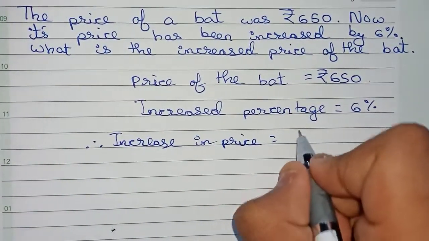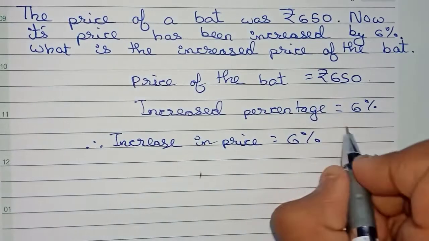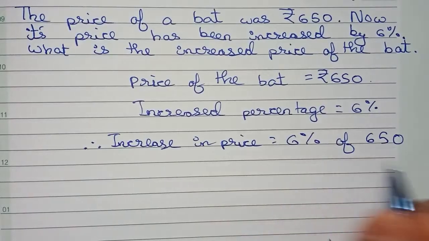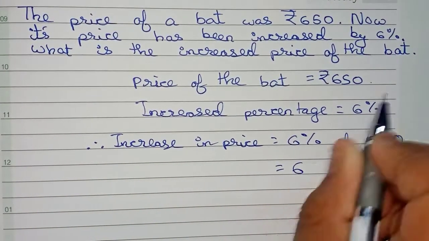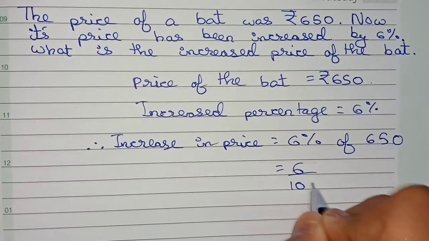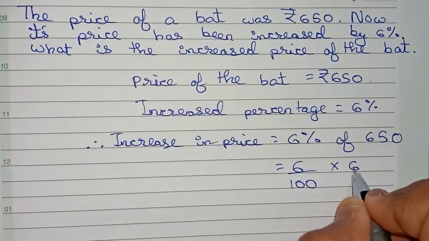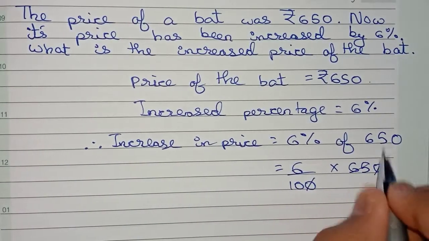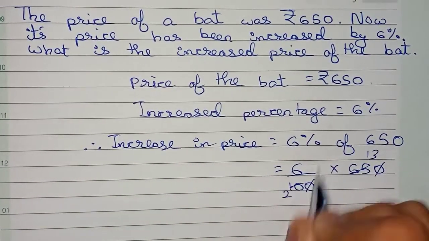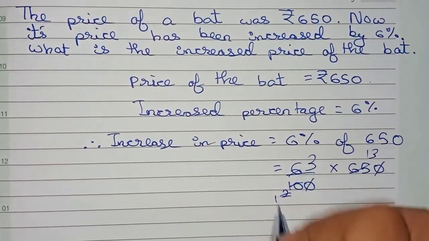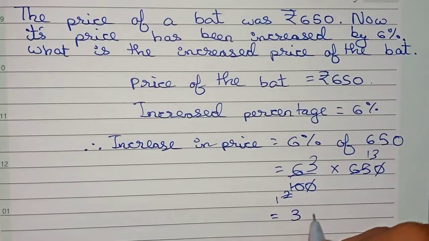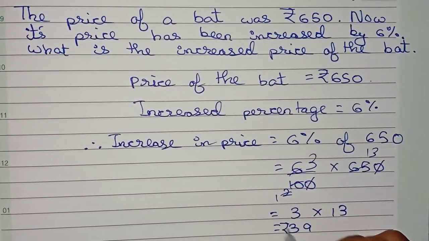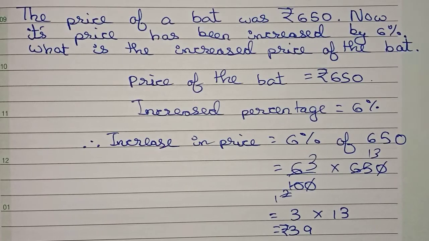Therefore, the increase in price equals 6% of the original price, that means the price of the bat, that is 650. So 6% you can write as 6 by 100. Of means multiply 650. So first we cut the 0. Now I cut 65 and 10 by 5. It will become 13 and 2. Now I cut 2 and 6, it becomes 3. So now write what remains, that is 3 into 13, which equals 39. So rupees 39 is the increase in the price of the bat.